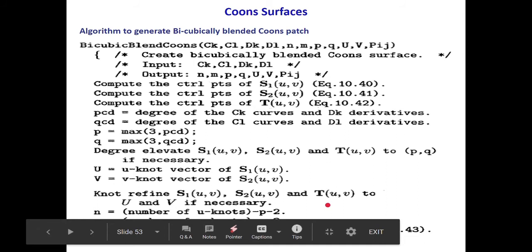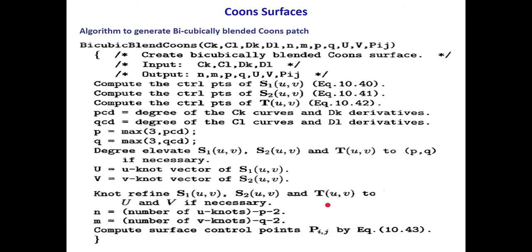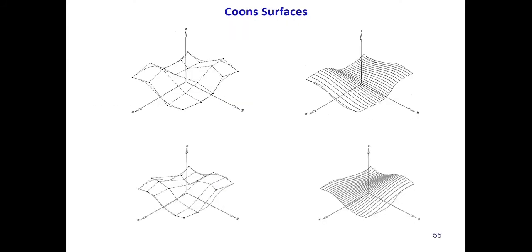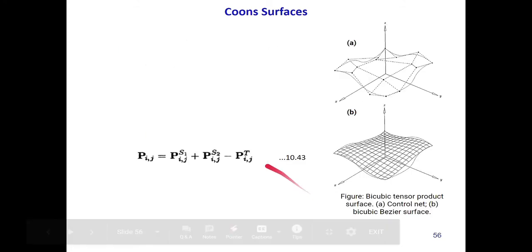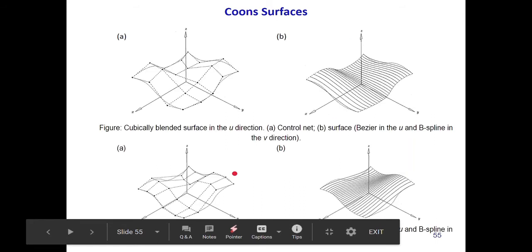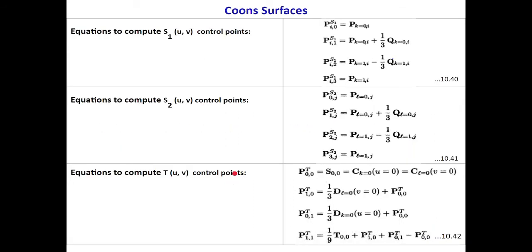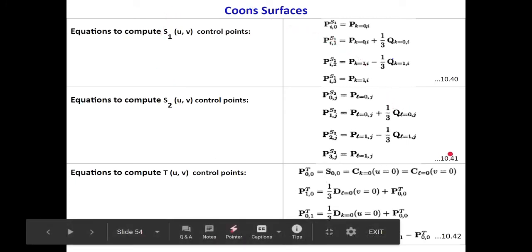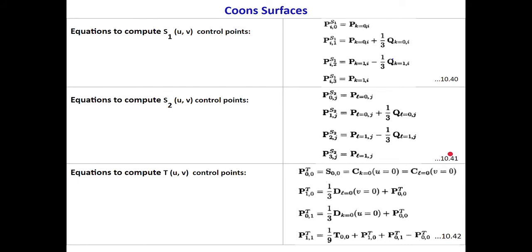The last step is to calculate the control points of our resulting bicubically blended Coons patch, which can be calculated using this equation right here. This equation can be used to calculate the control points and then plot our surface on a three-dimensional plane. So yeah, these are all the equations which can be used in the steps described in the algorithm.